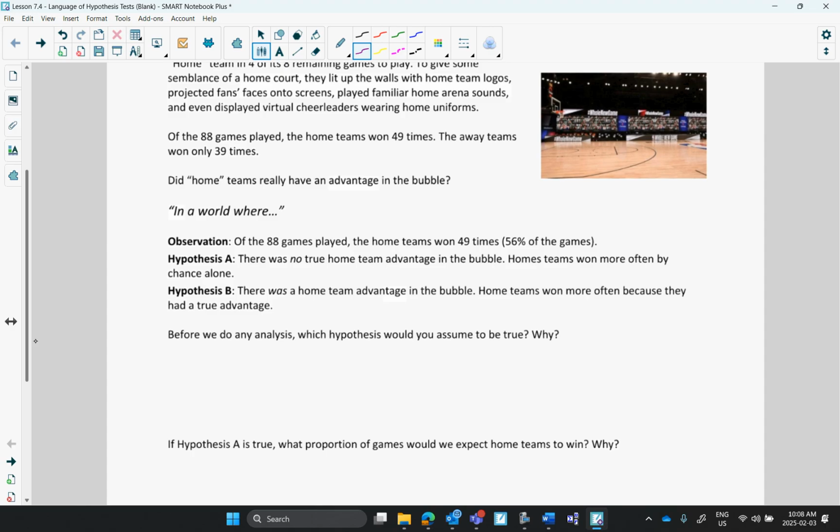And we're asked to say, was there a home team advantage? Which means the home team won more than 50% of the games. So the first hypothesis we're going to have is the status quo: there was no home team advantage. We just got that 56% by chance. Hypothesis B is there was a home team advantage, and they won more often because there truly was some sort of advantage.